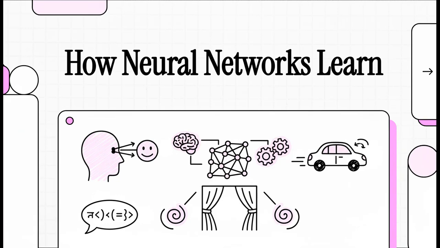Have you ever just stopped and wondered how an AI can recognize your face in a photo, or translate languages on the fly, or even drive a car? It really does feel like magic, doesn't it? Well, it's not. It's a process. And today, we're going to pull back that curtain and show you exactly how these artificial brains actually learn.